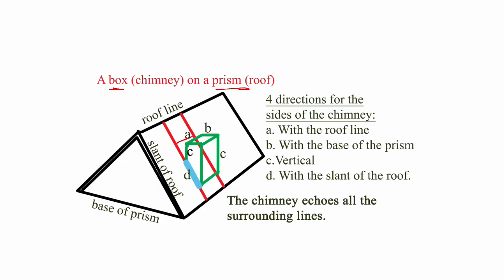So we have this line A, and that is parallel to or converging with the roof line and the edge of the roof. Line B here would go in the same direction as the base of this prism or the base of the gable of the roof. This would be the gable. C are vertical lines, and D goes with the slant of the roof.